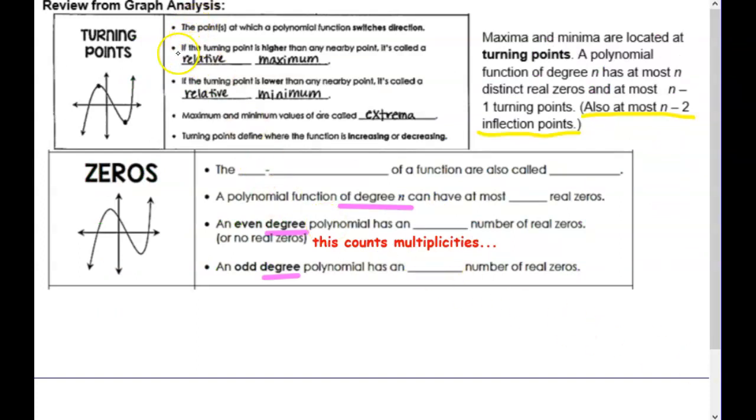All right, so review from graph analysis. The points at which a polynomial function switches direction are called turning points, okay? And if the turning point is higher than any other point near it, it's called a relative maximum. If the turning point is lower than any point near it, it's called a relative minimum. Maximum and minimum values together are called extrema. So that just means maxes and mins put together. Turning points define the function as increasing or decreasing. Where the function is increasing or decreasing changes when you have a turning point.